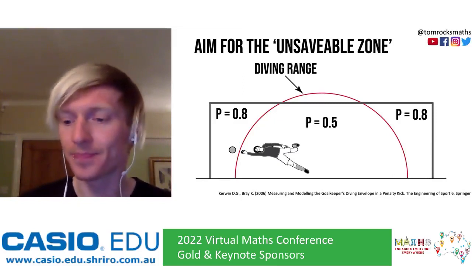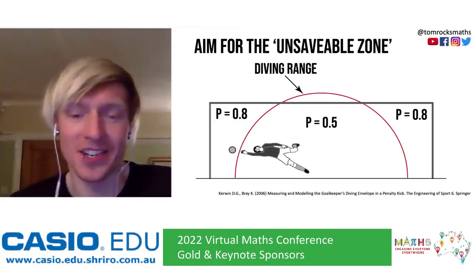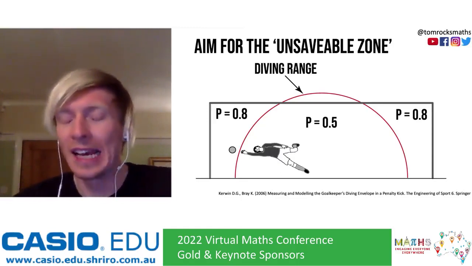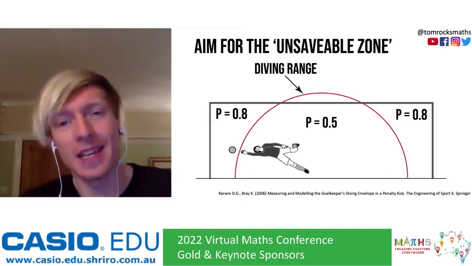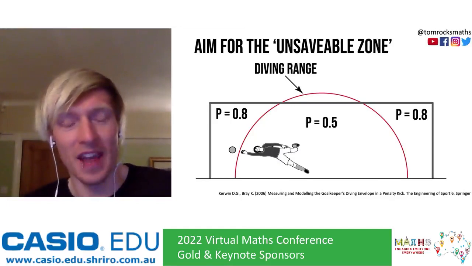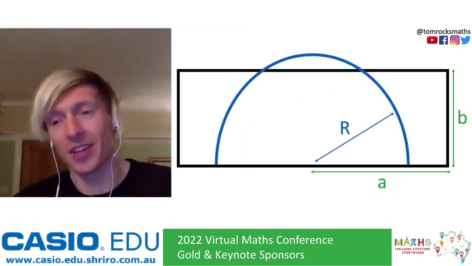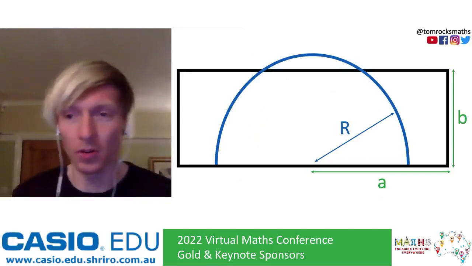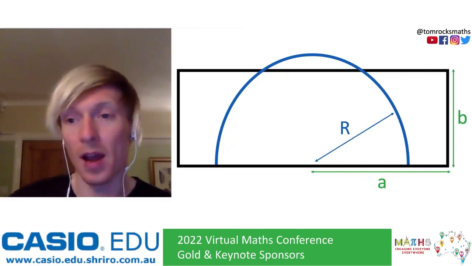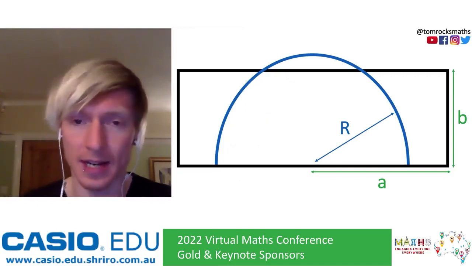So, of course, being a mathematician, I thought, well, this is all great, but I want to go a step further, because what we've really got here is a geometry problem. We have a rectangle, which is going to represent our goal. We have a height of the goal, which I've labeled B on the right-hand side there in green. And we know that value, because every goal is a standard height.